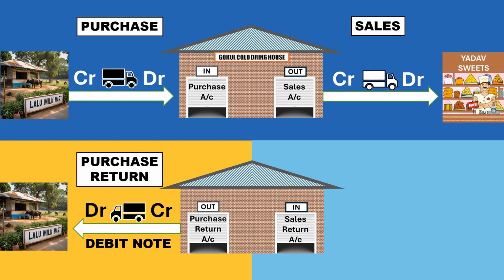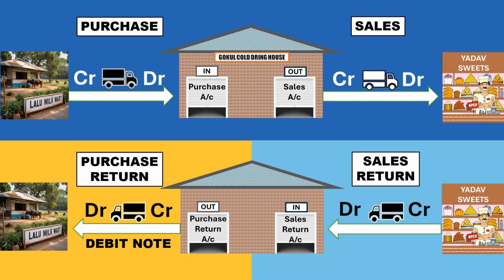Okay. Now when we sell goods, the truck goes out from our sales account door and reaches the shop of our customer. So here the customer's account is being debited and our sales account is being credited. The posting will be debit Yadav Sweets and credit sales account.